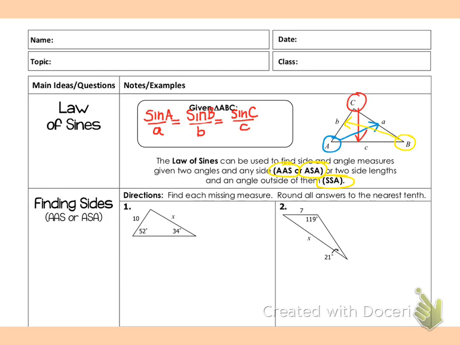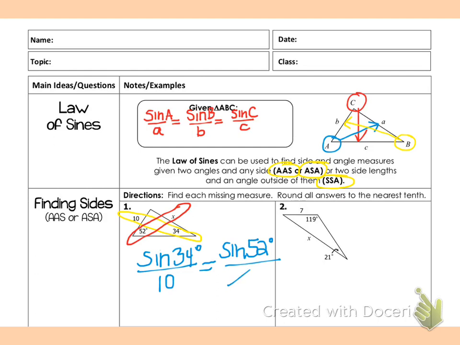So for instance in this first example, example 1, I like to kind of loop these together. That's just something that I do to help me focus on the things that go together. I know that those two go together. I'm looking for side x, so I know that x goes with the angle across from that, which is 52 degrees. And so if I wanted to find x, I could say the sine of 34 degrees over the side across from it, which is 10, must be equal to the sine of 52 degrees over the side across from it, which is called x.